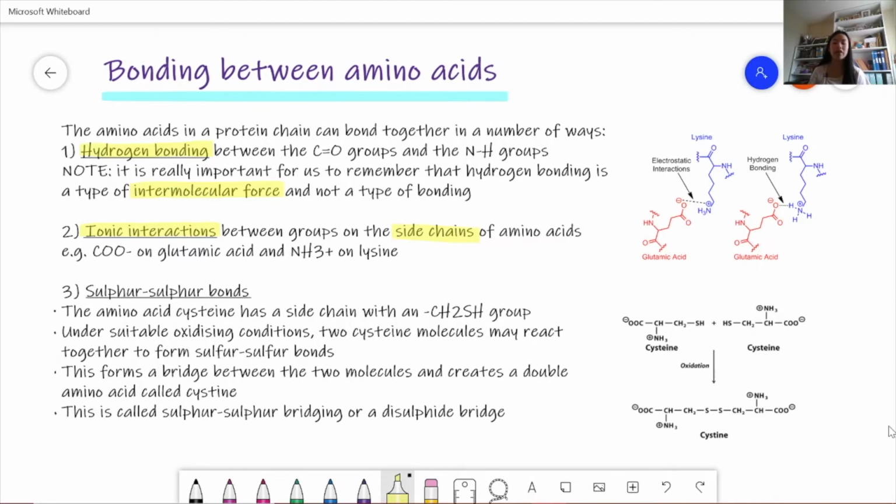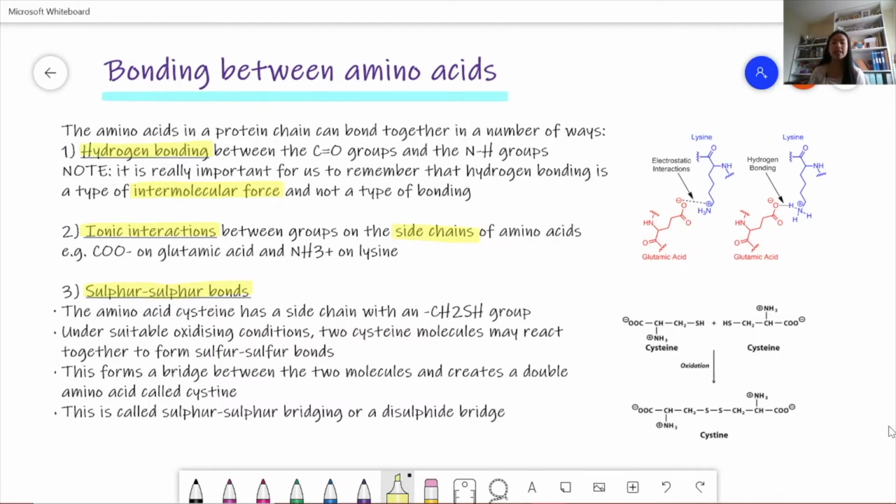And then if we look at the diagram on the left, there's electrostatic interactions or ionic interactions between these two side chains of glutamic acid and lysine because they're oppositely charged. And the third type of bonding we have is sulfur-sulfur bonds. And this only occurs when we have or when we use the amino acid cysteine.